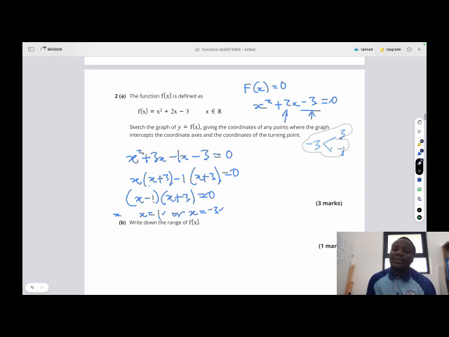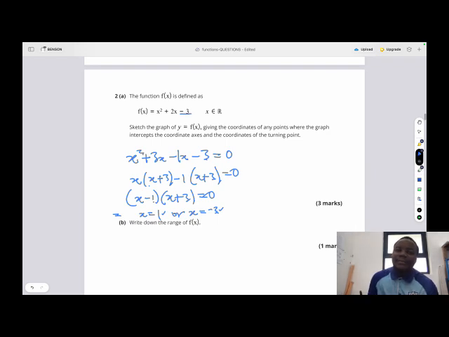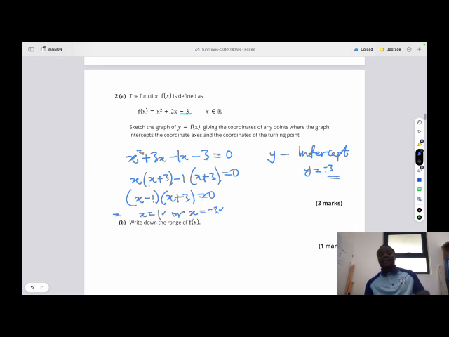Once we get these two, we must also look at the y-intercept. From Pure Mathematics 1, we know that the constant term is our y-intercept. So our y-intercept is simply y equals negative 3. So we know that the graph cuts the x-axis there, and that y equals negative 3. Now before we even get to the graph, we must look at the last part of the question, the turning point.